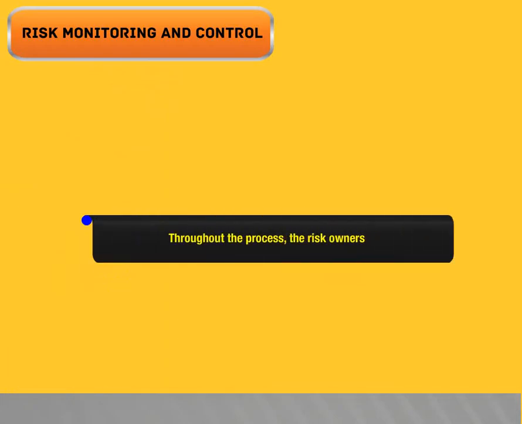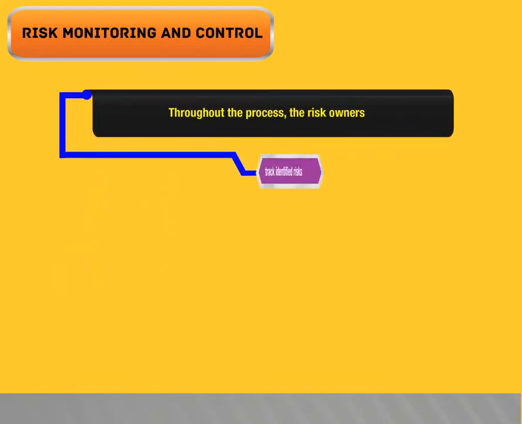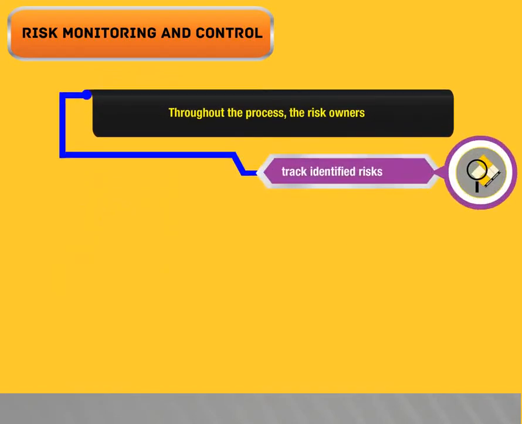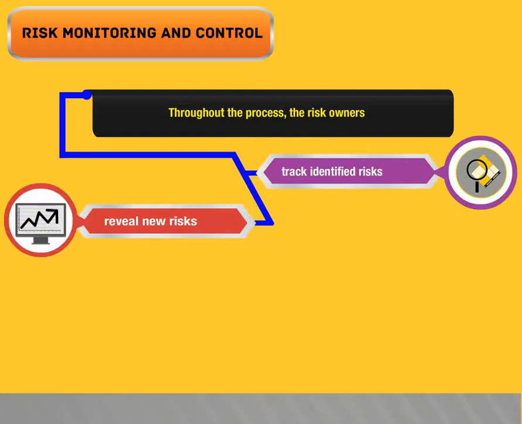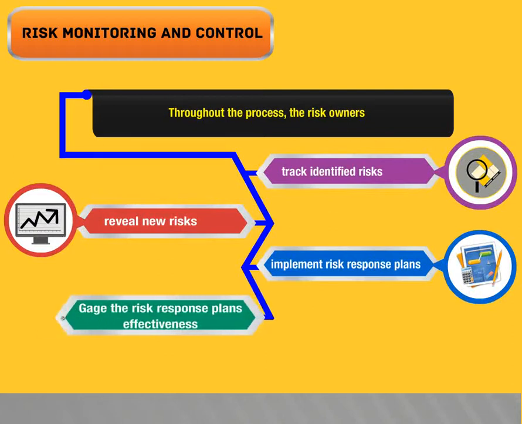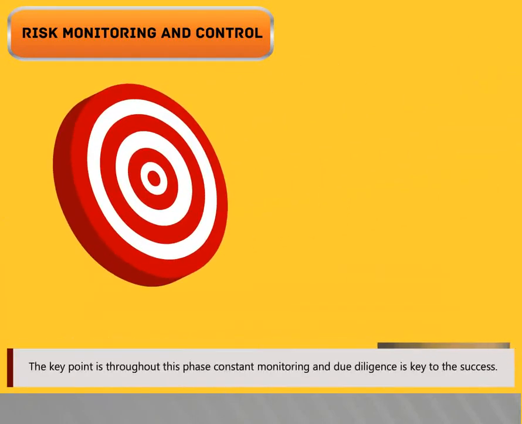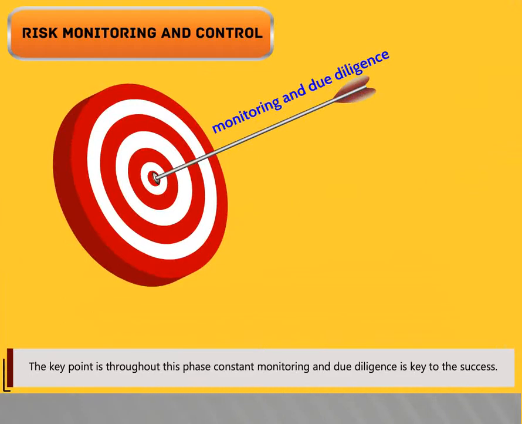Throughout the process, the risk owners track identified risks, reveal new risks, implement risk response plans, and gauge the risk response plan's effectiveness. The key point is, throughout this phase, constant monitoring and due diligence is key to the success.